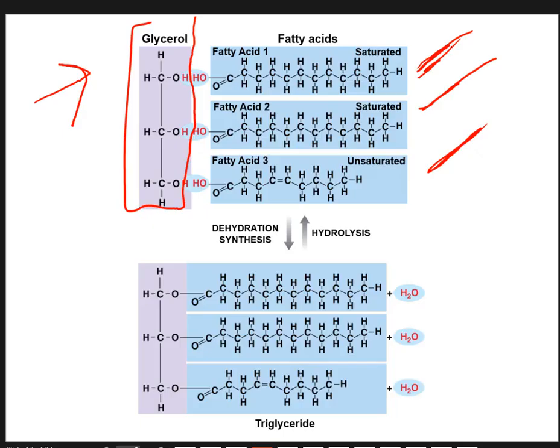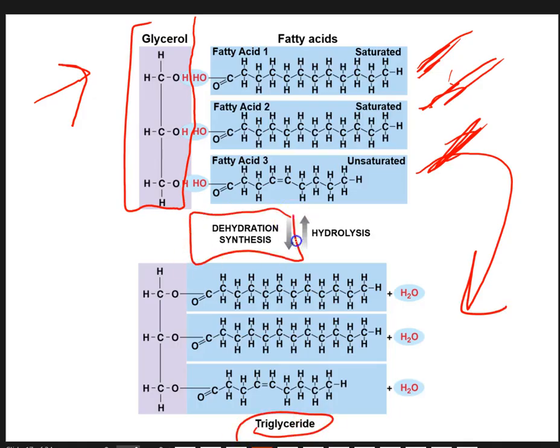So if we're going to store these fats, we can't store them like this. We want to make a bigger molecule for storage. So we have to take these separate fatty acids and convert them into a triglyceride. The way we do that is with dehydration synthesis. Told you guys, these are the reactions we see over and over in the body: dehydration synthesis and hydrolysis.